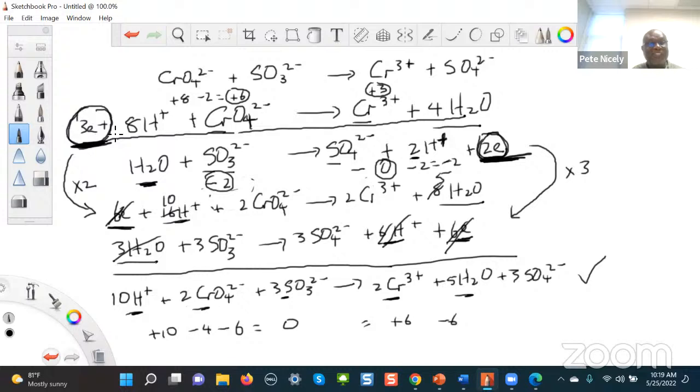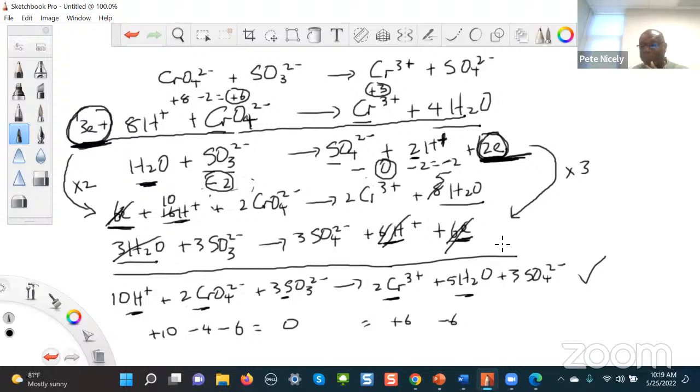So all these coefficients here will be doubled, right? The 3 becomes a 6, the 8 becomes 16, the 1 here becomes 2, and so on and so forth. And the same is true when you multiply this equation by 3. All the coefficients in this equation will be tripled. So that's why you end up with 3H2O plus 3SO3 2-, and so on and so forth. All right.